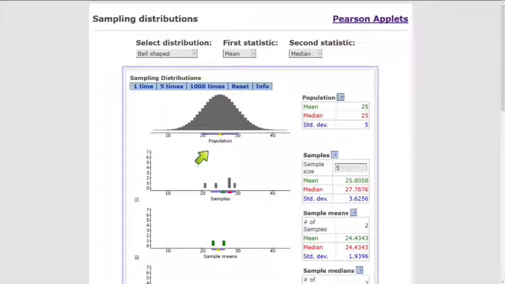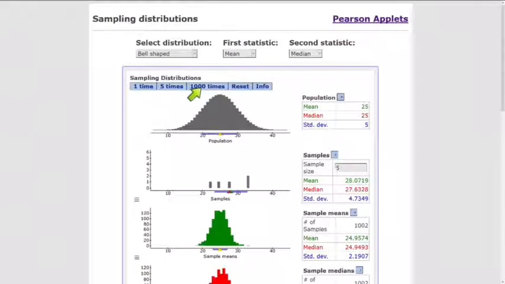Okay, now let's have the computer pull 1,000 samples for us. So we're not going to see each individual little box fall down, but that's okay. The 1,002nd sample we got is showing here. The collection of all 1,002 sample means is showing here. You can see that this distribution is not perfectly bell-shaped, but it is roughly bell-shaped. And notice that the mean of our collection of X bars is 24.95, very close to 25. And notice that the standard deviation of our collection of X bars is 2.1907.